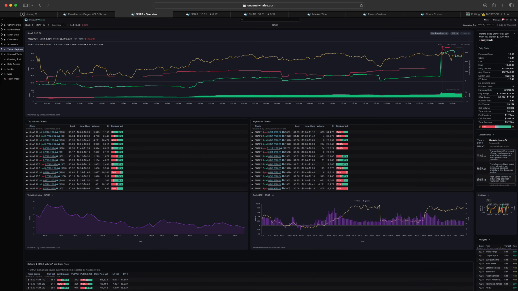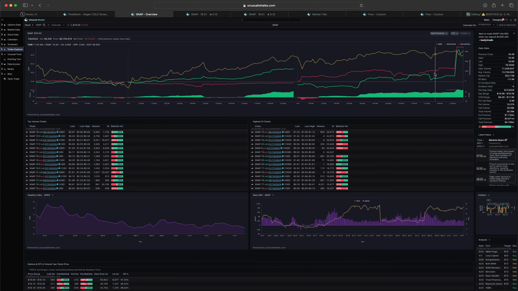A large spike in puts and calls. Net put premium spiked and net call premium spiked today. That's interesting. It's almost like it's earnings or something. I wonder if they have an event. I'm going to look into that. So that's inconclusive, but that spike is interesting. All right, so Snap's on our Let's Stalk list.